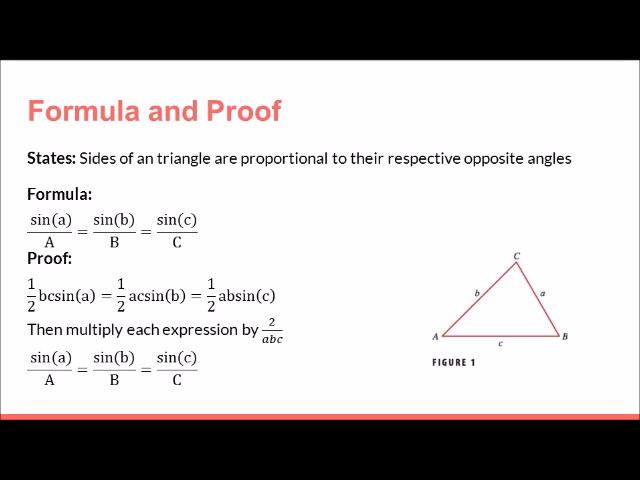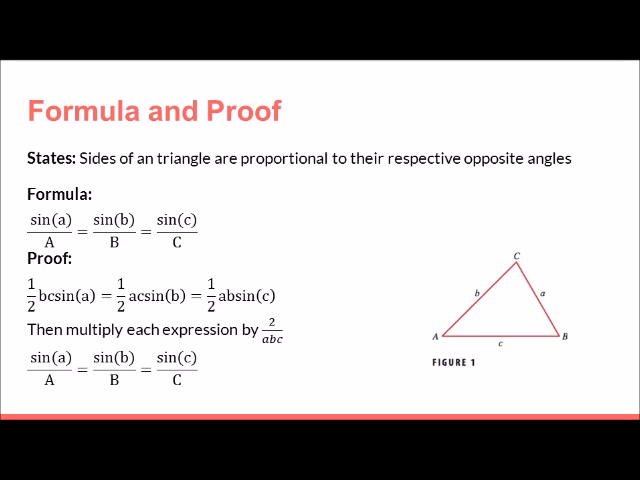The law of sines shows that the sides of a triangle are directly proportional to their respective opposite angles. The formula, based on the triangle shown below, is sine A over a is equal to sine of angle B over b is equal to sine of angle C over c. The proof is fairly simple.